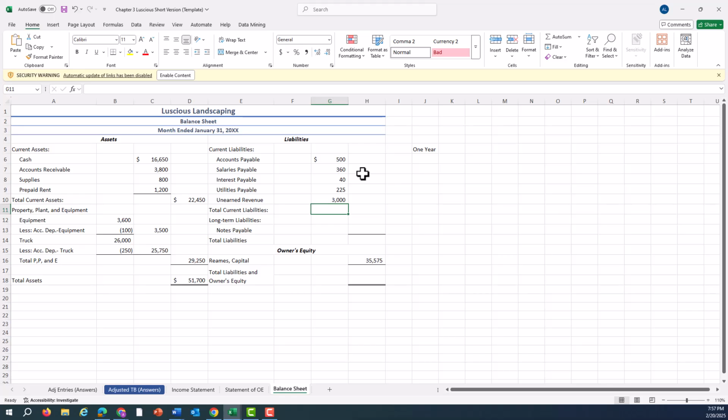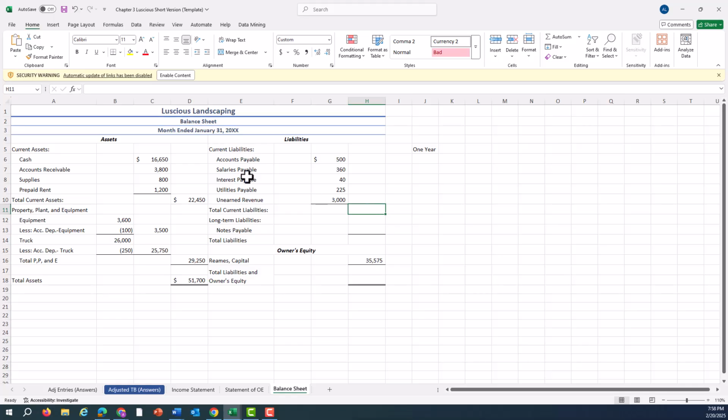Just as above, these are current liabilities. What makes them current? We're going to pay them off in full, in total, within the next year. Accounts payable is money owed to a vendor. We're going to pay that vendor within a year. We better pay our employees within the next year. They're going to be very angry with us. We're going to have to pay off the interest on that loan within the next year. We're going to have to pay the utility company within the next year. We're going to have to provide those services that we got paid for in advance within the next year. So these are all considered to be current liabilities.